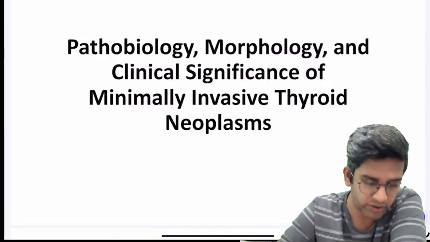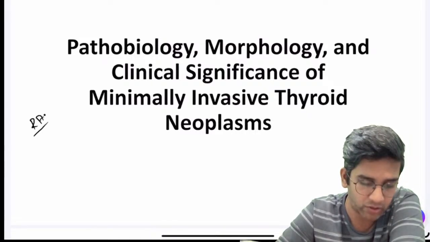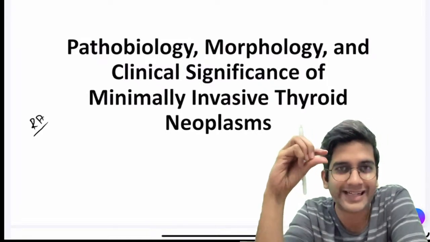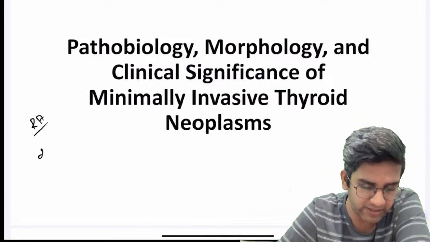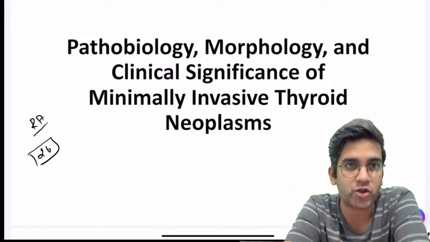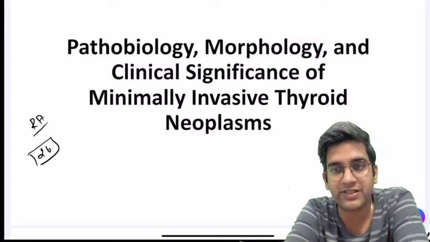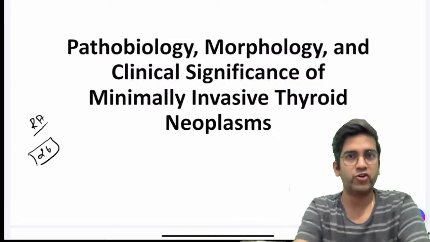So I told you that I'll be discussing the recent advancements of hematology or histopathology, which comes as a tiny booklet, one of the papers in your university exam. This is from the latest histopathology one, 26th edition. One of the first topics is the pathobiology, morphology and clinical significance of thyroid minimally invasive thyroid neoplasms, right?